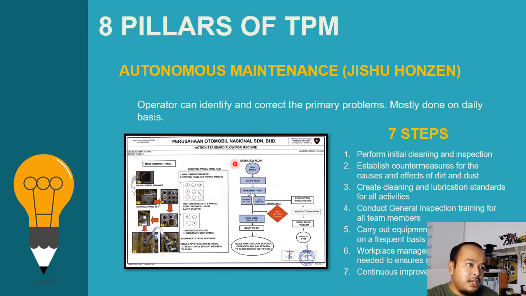Here we have an example from Proton, where when doing autonomous maintenance they use an operation action standard flow for machines. From here, they can detect any defect or fault in the machine earlier. This is an example from Proton.